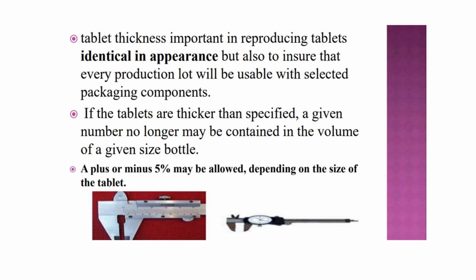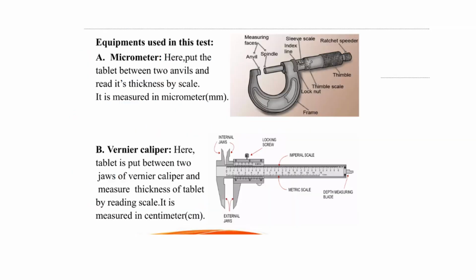While we are checking the thickness, a variation of plus or minus 5% is allowed, and the thickness is usually determined with the help of three instruments: micrometers, vernier calipers, and screw gauges. In the micrometer, this is the first picture. Here you can see two anvils. The tablet is placed between the two anvils and we rotate the screw. While rotating the screw, you can see a scale, and with the help of this scale you can measure the thickness.